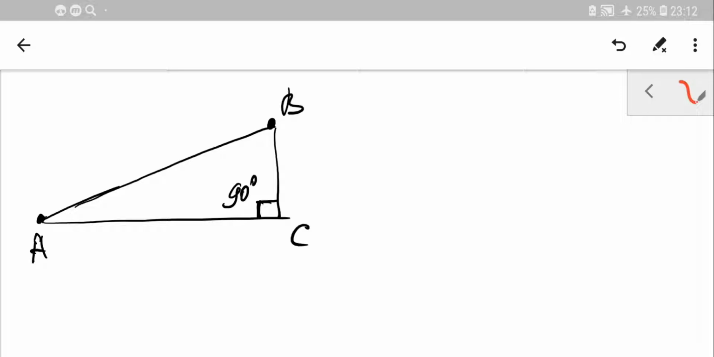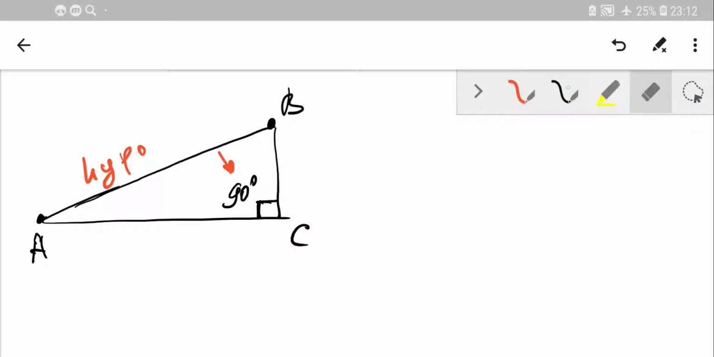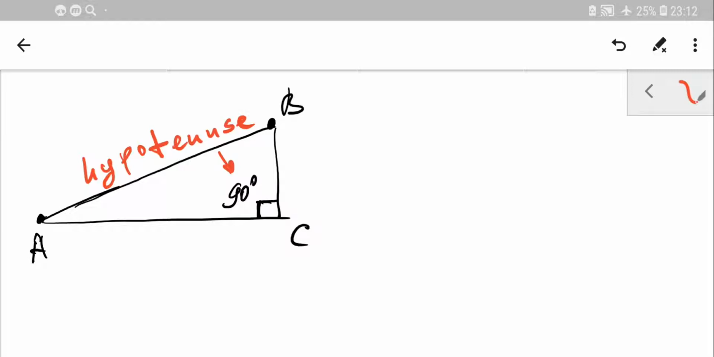So let's denote the longest side, which is always opposed to 90 degrees. It's here, opposed to 90 degrees. Let's denote it as hyp, from the word hypotenuse. That's the longest side. So shortly, it's just hyp.